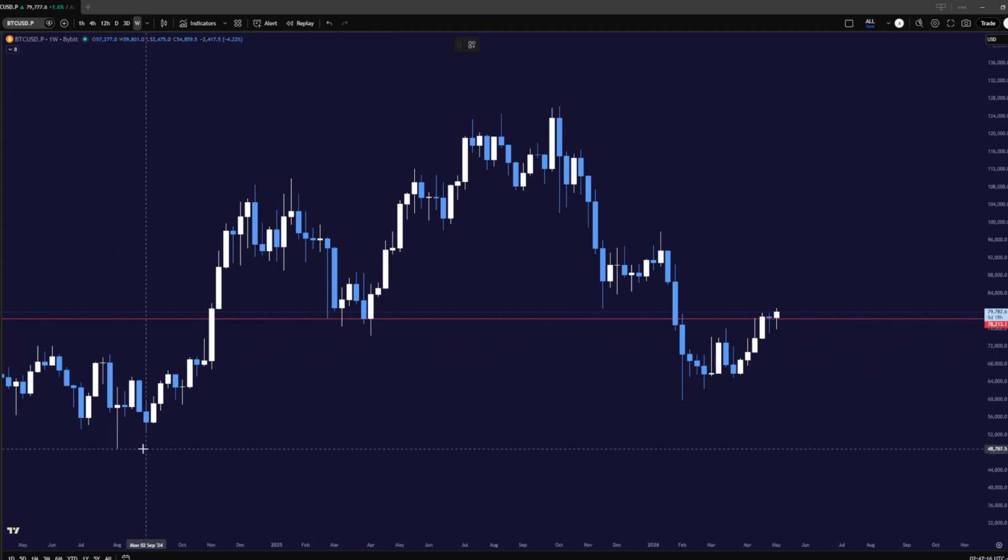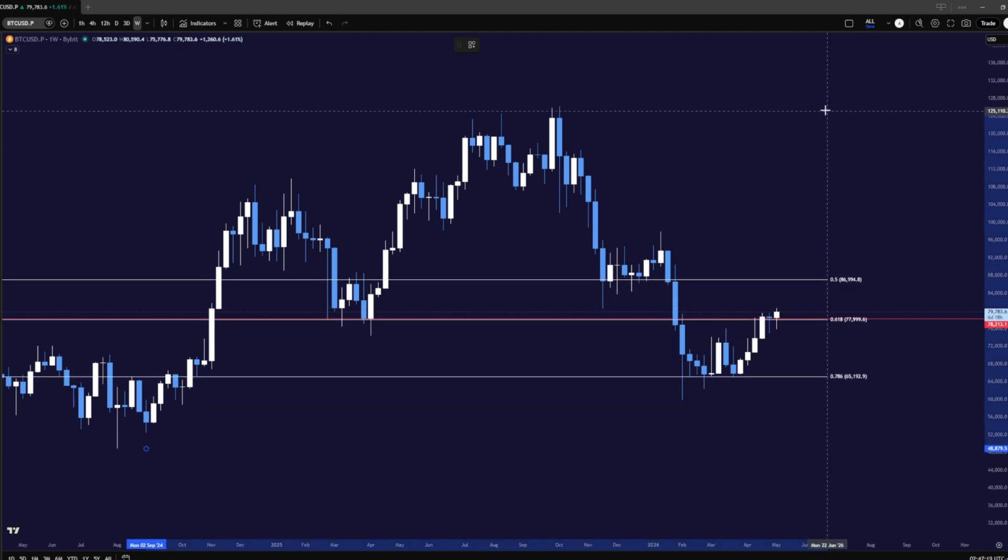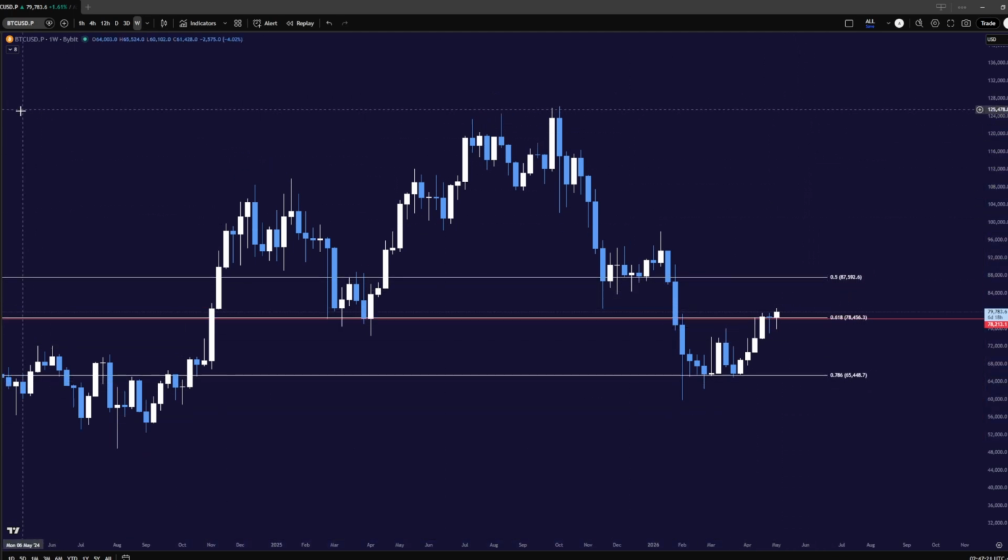And then we'll grab our Fibonacci from the swing low to the swing high. And you can see that support also aligns perfectly with the 0.618 Fibonacci.